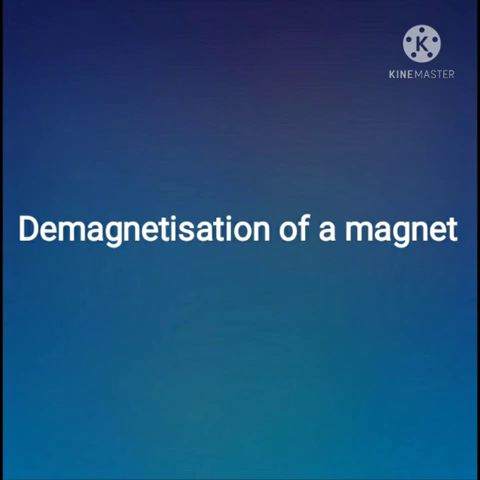And passing an alternating current through a coil around a magnet in the east-west direction. This will lead to the demagnetization of a magnet. So these are the methods of demagnetization of a magnet.